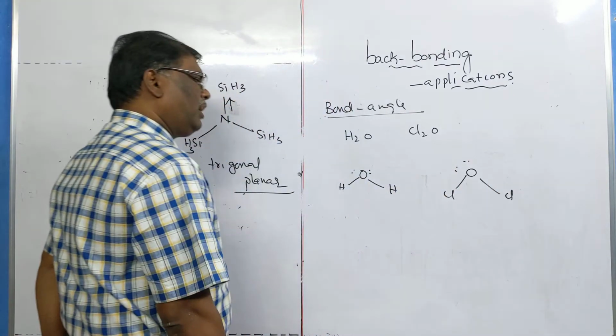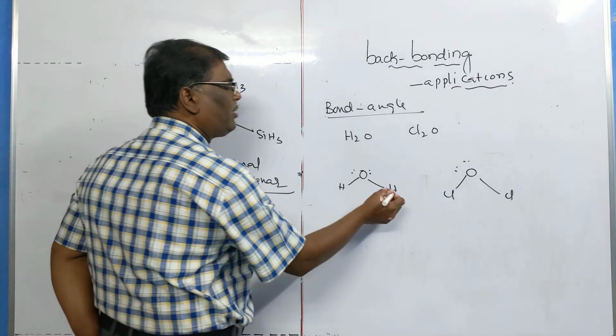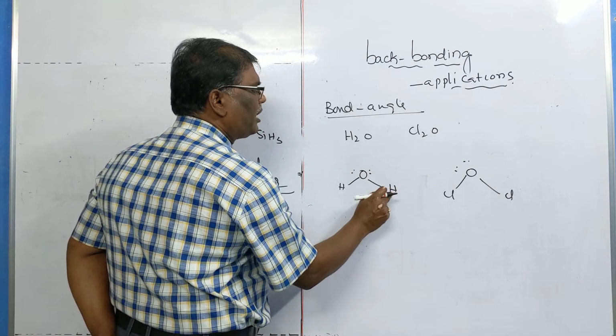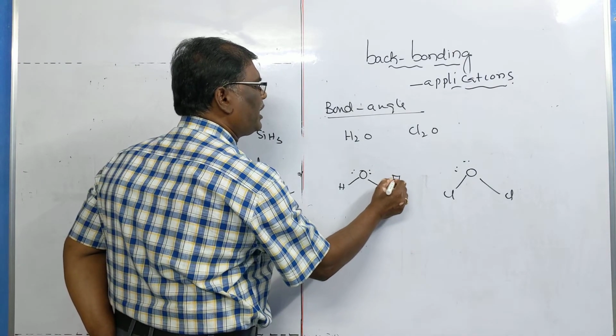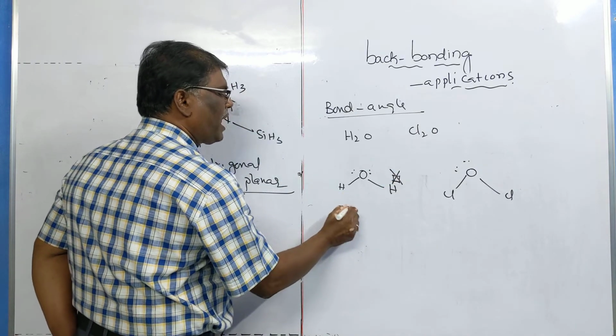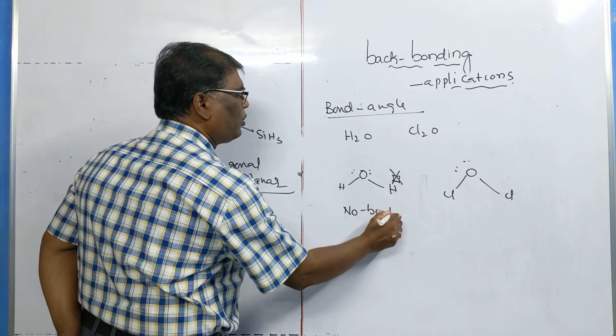Clear? Now what about the hydrogen? Hydrogen has no lone pair and no vacant orbital. That's why there is no back bonding in the water molecule.